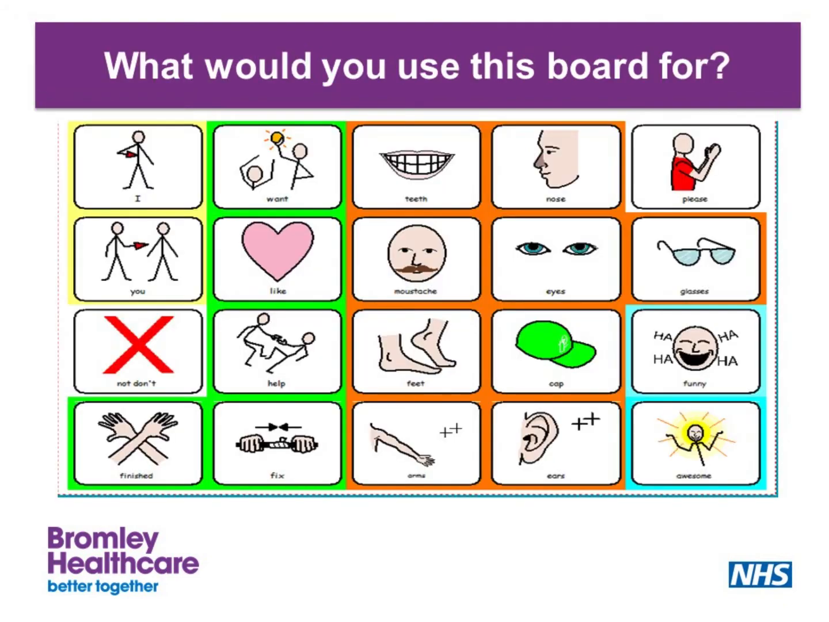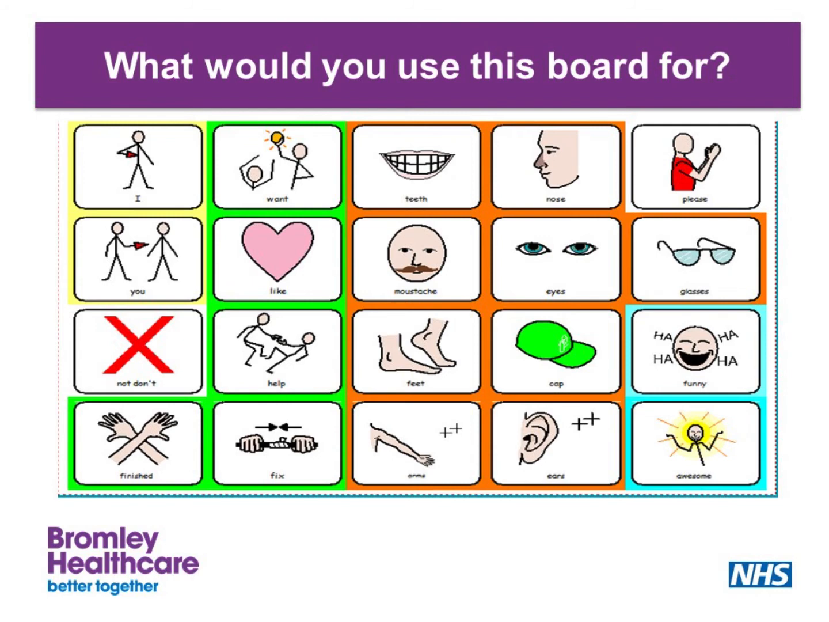Okay, now we're going to look at different types of AAC in a bit more detail. So you can see there's a board here. What would you use this board for? Now this board has got quite a few cells on it. It's got 12, I think. No, 15. No, 20. Sorry, 20.